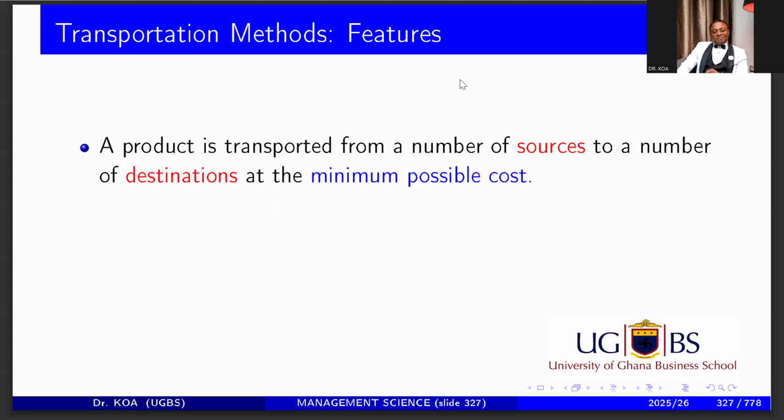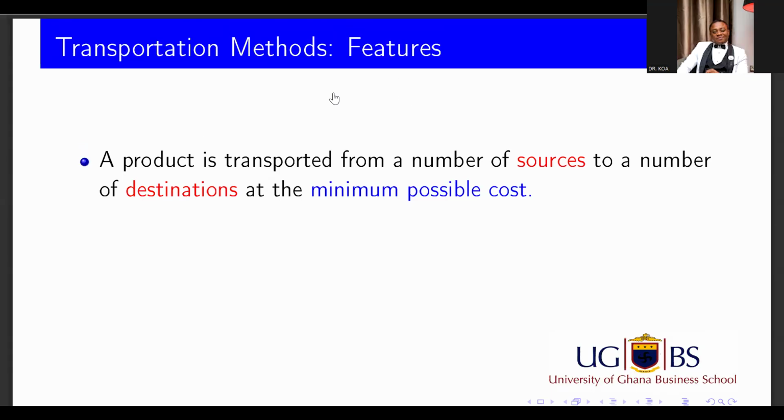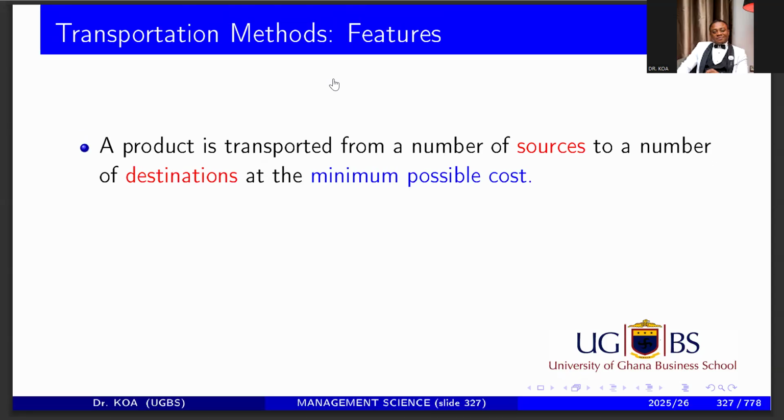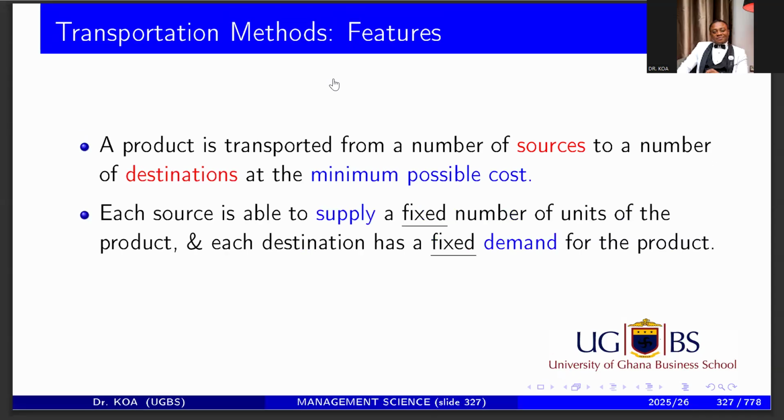Now, let's take the first of the linear programming models that can be handled using network flow. And this is known as a transportation problem. In basic terms, a transportation problem happens when a product is transported from the supplier to the demander at a minimum cost or at a minimum distance.